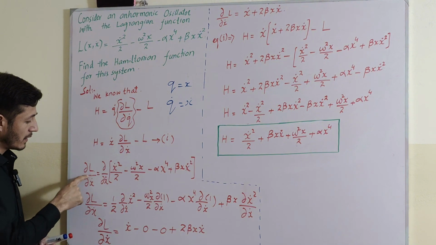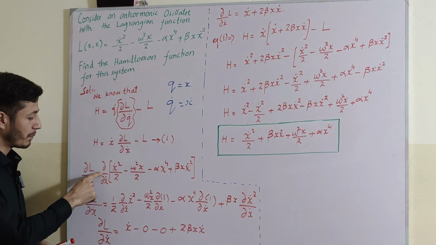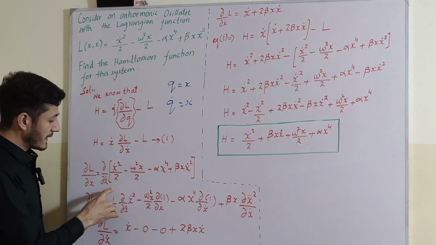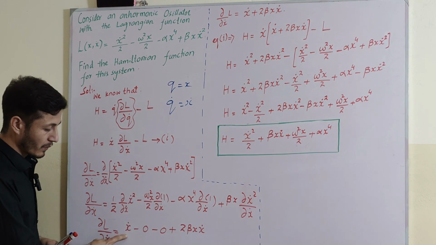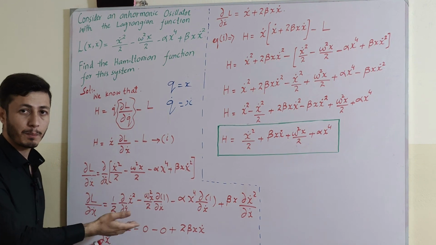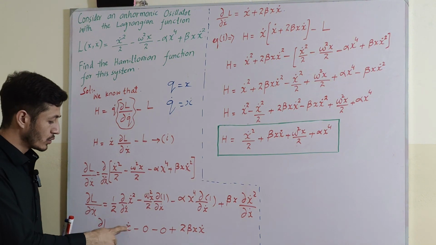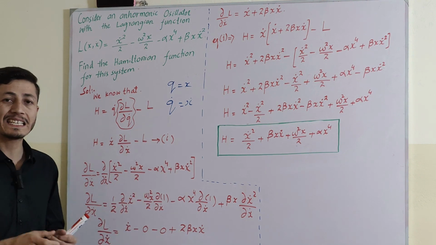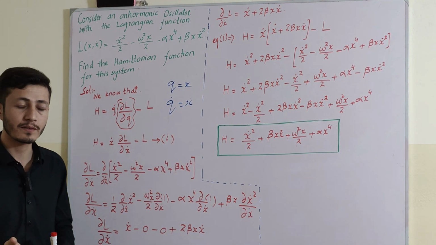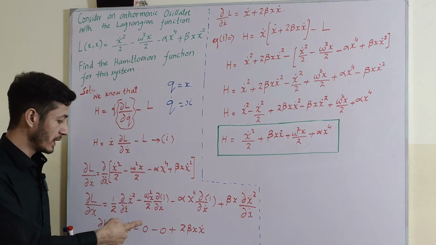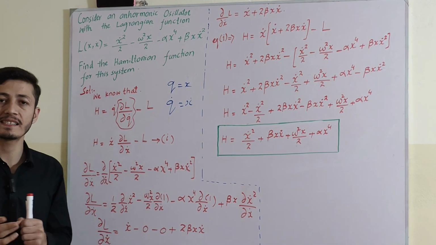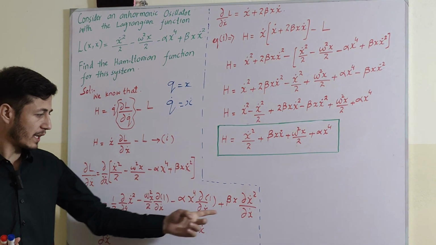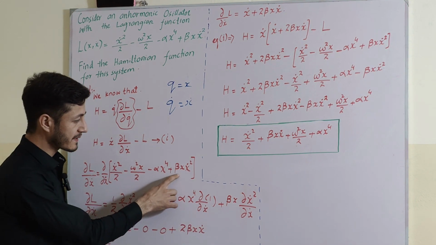Now the partial derivative of the Lagrangian with respect to x dot: this is the given value of the Lagrangian. By taking the partial derivative, the first term gives us x dot because the power comes in front and cancels out with the 2. So it gives us x dot. In the second term, the velocity coordinate is absent, so the derivative of the constant is 0. In the third term, the velocity coordinate is also absent and its partial derivative is 0. Now in the last term, we have beta x x dot square.